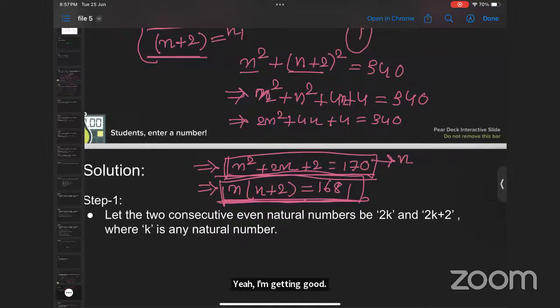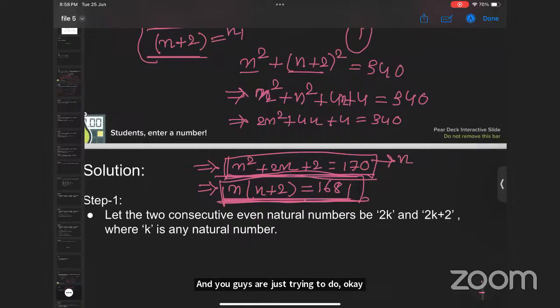Okay, so what was your doubt? You can ask. Madam, n value is 168, no? Yeah, the product is 168. So if you want to find the number, you can just solve this equation and find the root. Okay.